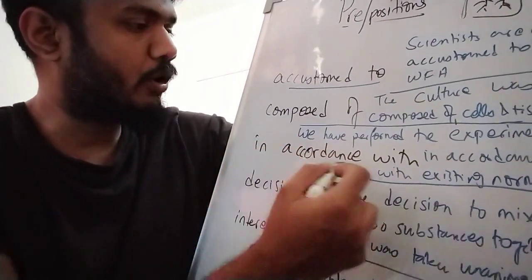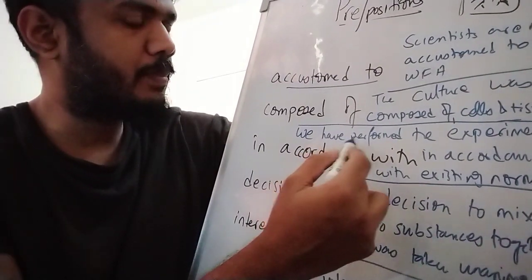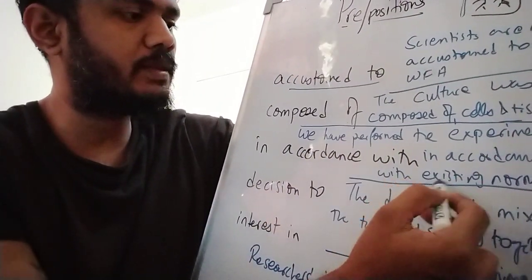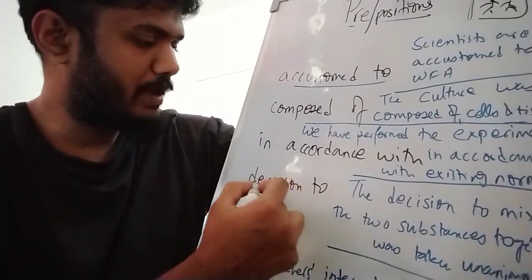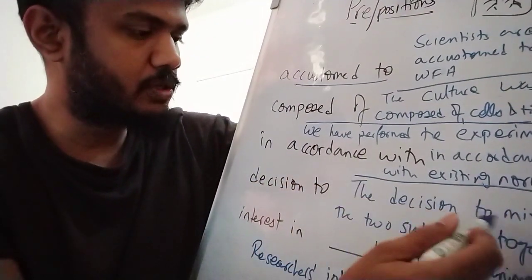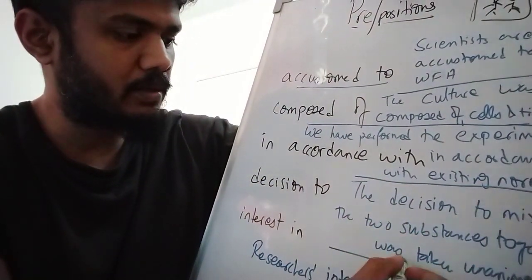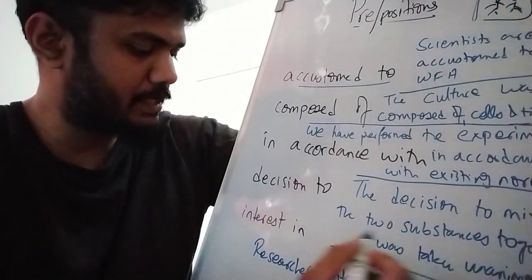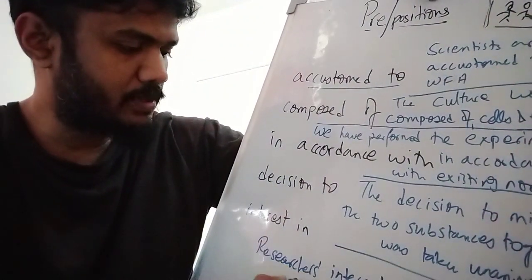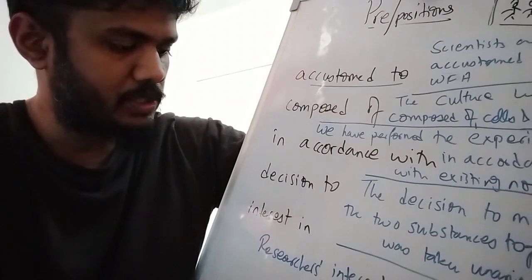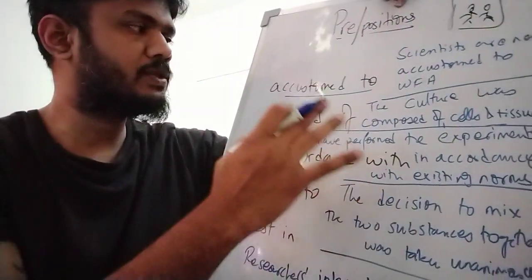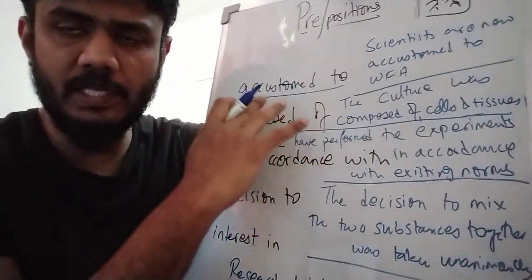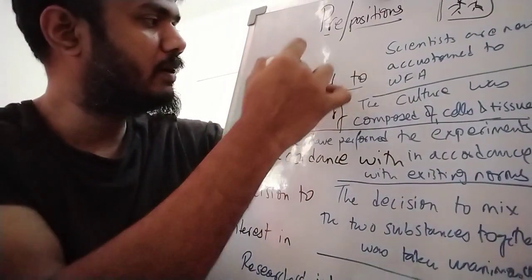Then we have in accordance with. We have performed the experiments in accordance with existing norms. Then we have decision to. The decision to mix the 2 substances together was taken unanimously. Researchers' interest in virology is increasing. Okay, so now again, I'm sorry. These are not phrasal prepositions.